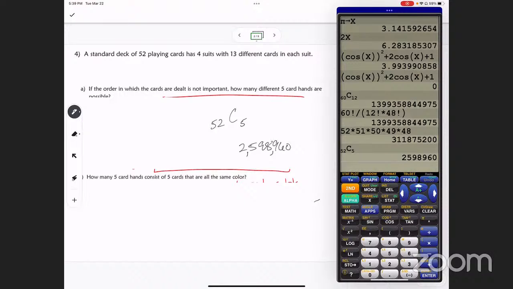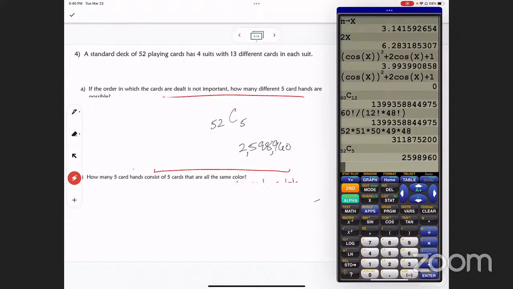Okay, so the first number is always going to be how many total, and then I decide whether or not it's a combination or a permutation, and then the last number is going to be how many I want. Correct. How many you're choosing. So 52 items and you're choosing 5 of them. How many ways can you choose 5 out of 52 items?